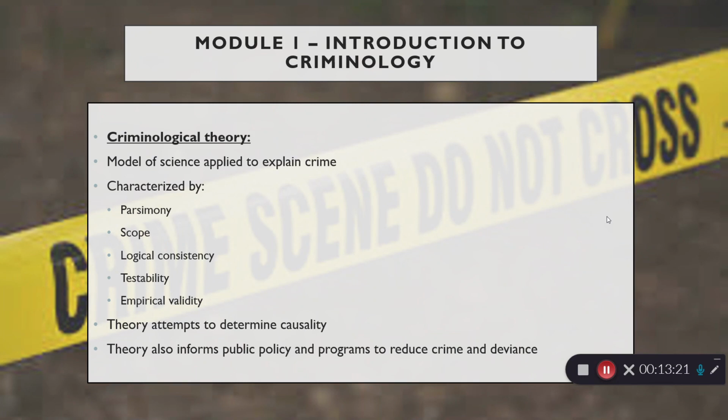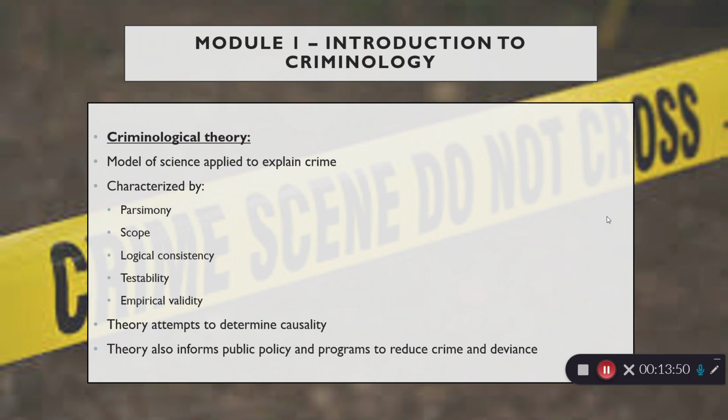Parsimony meaning it needs to be sort of simple in design and make sense. Okay, simple in design. Scope, it can't be too broad. There are some theories that attempt to describe all kinds of behavior, and they call those general theories, like general theory of crime, general strain theory, things of that nature. But that's very hard to do. Generally, theories are very narrow in their scope. They try to explain a very specific type of behavior.